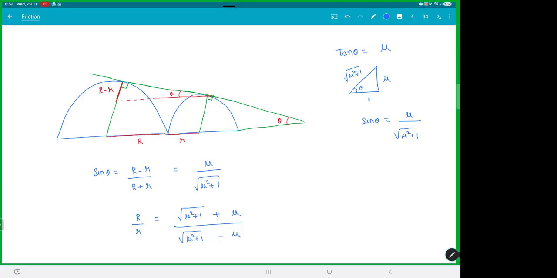Is that clear, everyone? You can simplify it further, but that's your answer. Any doubts on this? Clear? Shlok, Soumya, Ananya? Next one.